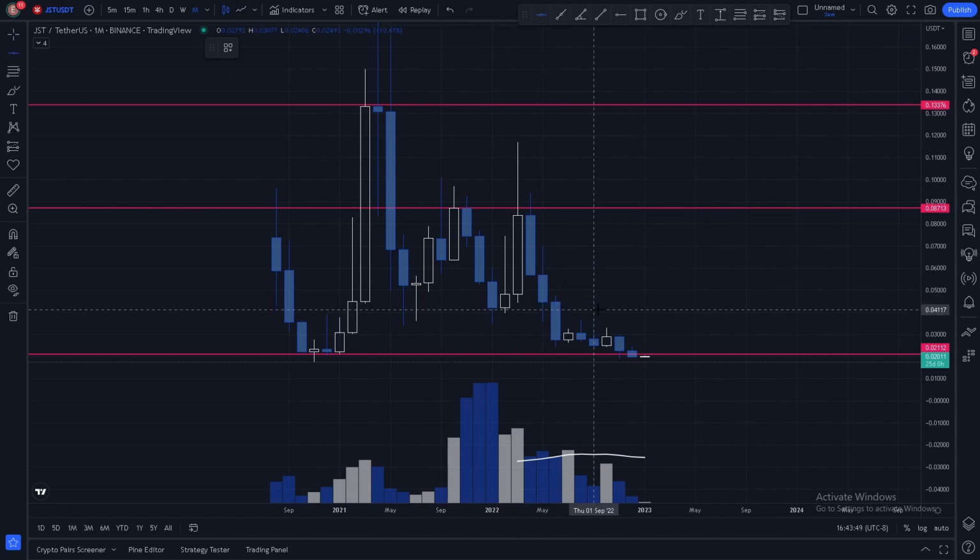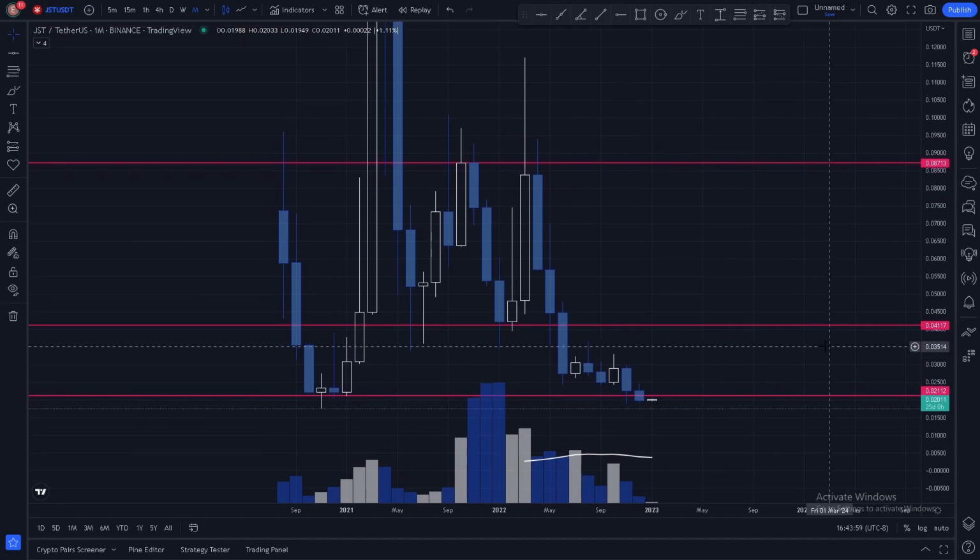Now we can also go ahead and plot this swing low, which we have multiple reactions acting as support and resistance. And now let's go ahead and hop to the weekly so we can see more price action.